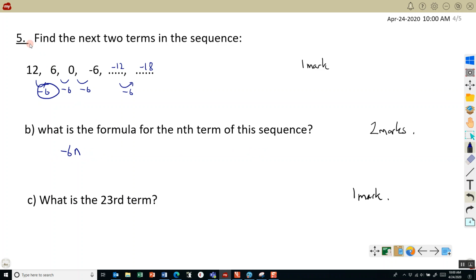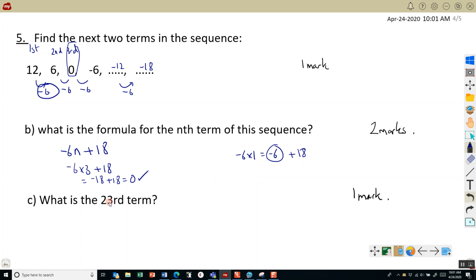So if this is my first term, second term, third term, if I do negative 6 times the first term, that gives me negative 6, which is not 12. But what do I do to negative 6 to bring me up to 12? I'll have to add on 18. And I can check this. Let's try it with the third term. Negative 6 times 3 plus 18. Negative 6 times 3 is negative 18. Negative 18 plus 18 is, bada bing, 0.